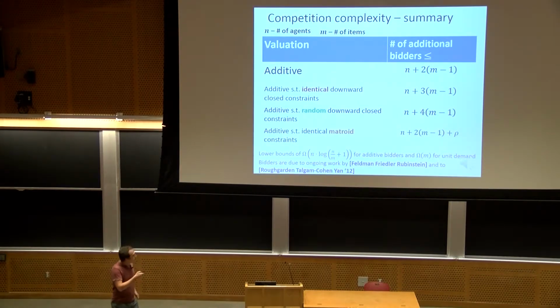And I just want to state that we can't have nice constants like in the single item case, because some parallel work and prior work show some impossibilities which are more than constant. For instance, we need something like the number of items in some cases.